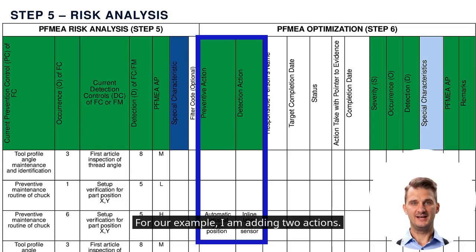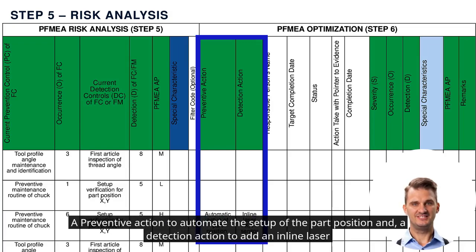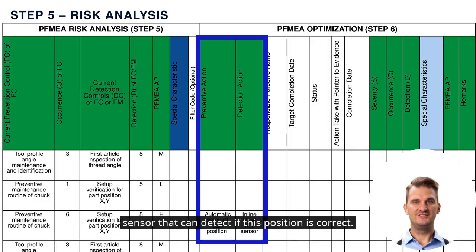For our example, I am adding 2 actions. A preventive action to automate the setup of the part position, and a detection action to add an inline laser sensor that can detect if this position is correct.